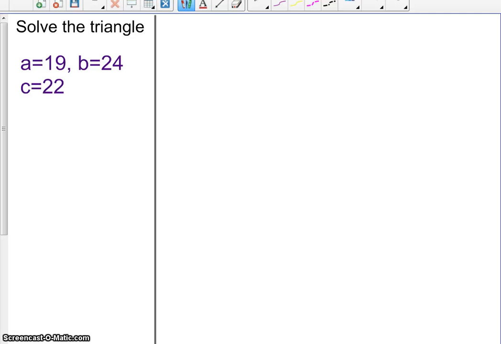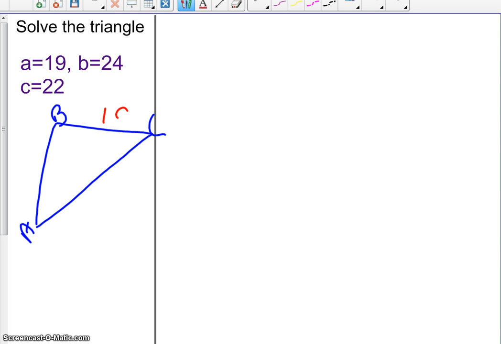We have a triangle here, and we're given the three sides. So here's my A, my B, and my C. We're given that A is 19, B is 24, and C is 22. You're being told, please solve this triangle. We are missing all three angles. This takes a little bit of time, but I think we can work it out.